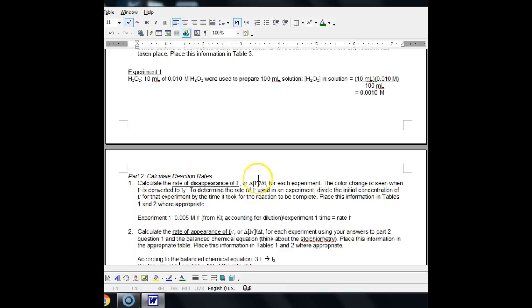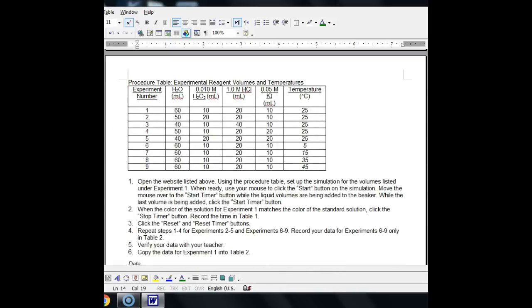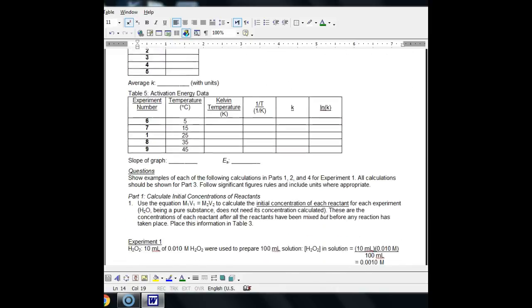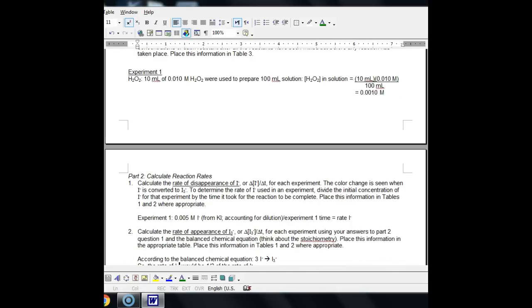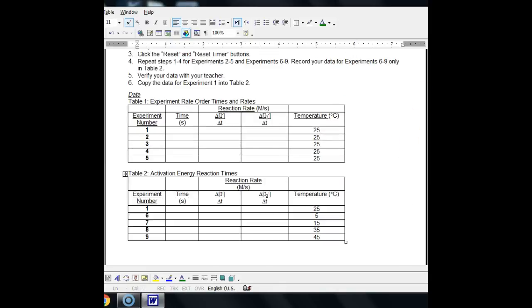So you're going to calculate the rate of disappearance of I minus for each experiment. That was when we saw the color change occur. And so if we go back and look at I minus in experiment 1, we see we used 10 mL of 0.05 molar KI. That's going to be our source of I minus. And since we had 100 mL of solution, that's going to cause the concentration to decrease from 0.05 to 0.005. We would take that concentration and divide it by the time for experiment 1 to get the rate of I minus for each of those experiments. And that's what we're going to fill in back in our data tables for the change in I minus concentration over the change in time.